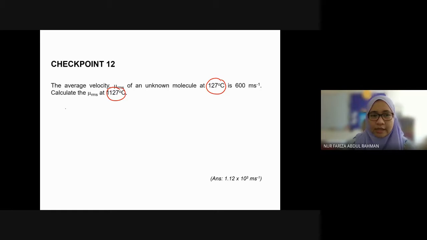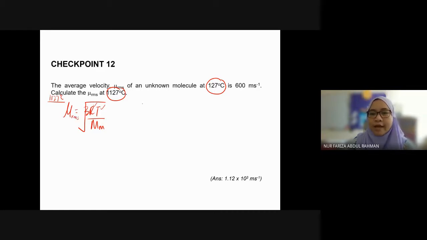So to calculate mu RMS, we can just use this formula, square root of 3RT over molar mass. So when we want to calculate the speed at this temperature, we start at molar mass because we don't have this information. Betul tak? We have R, we have T, but we don't have the information on molar mass. So then we cannot calculate the mu RMS.